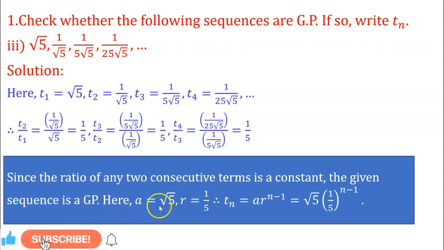Here A is equal to root 5, R is equal to 1 by 5, and therefore Tn is equal to A into R to the power n minus 1. Substitute the value, that is root 5 into bracket 1 by 5 bracket to the power n minus 1. This is Tn.